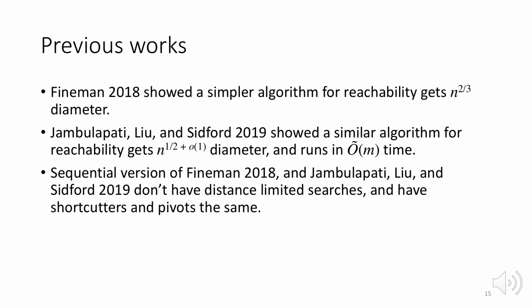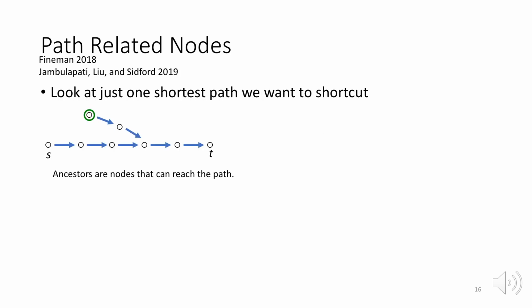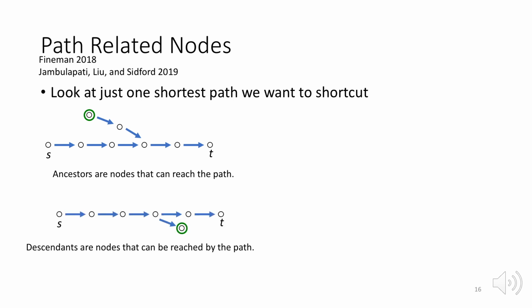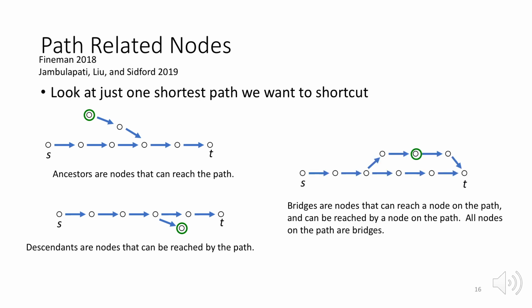In the Fineman 2018 paper, he uses a single pivot, and in the Jambulapati, Liu, and Sidford paper, they use multiple pivots like ours. The previous papers and our analysis will look at just one path that we want to shortcut. The path goes from S to T and is the shortest path between these 2 nodes. We define ancestors to be nodes that can reach the path, which is this node that's circled in green. Analogously, descendants are nodes that can be reached by a node on the path.